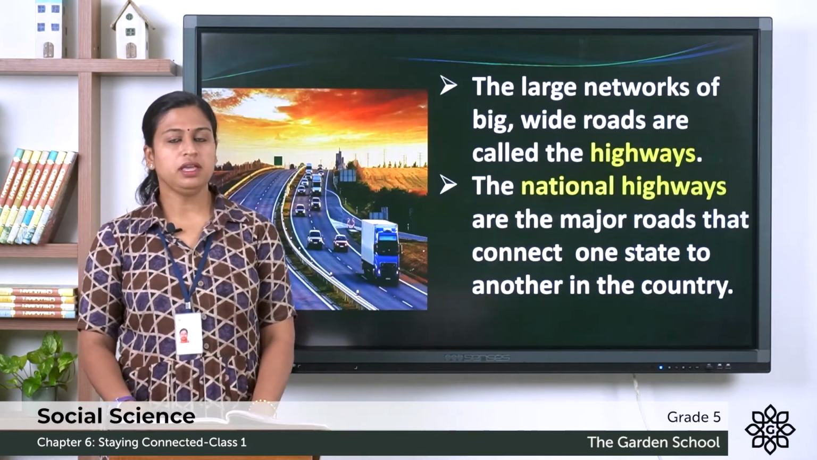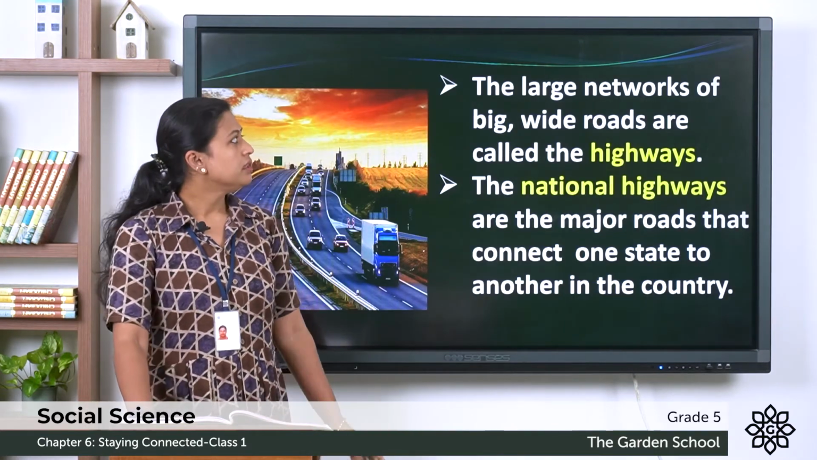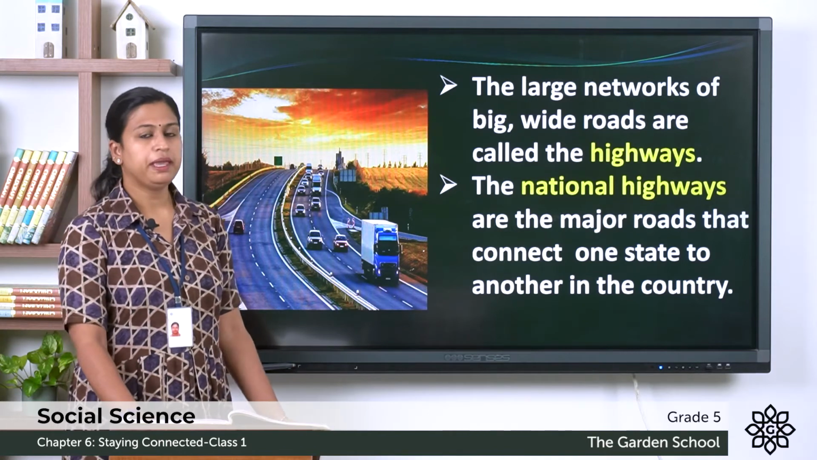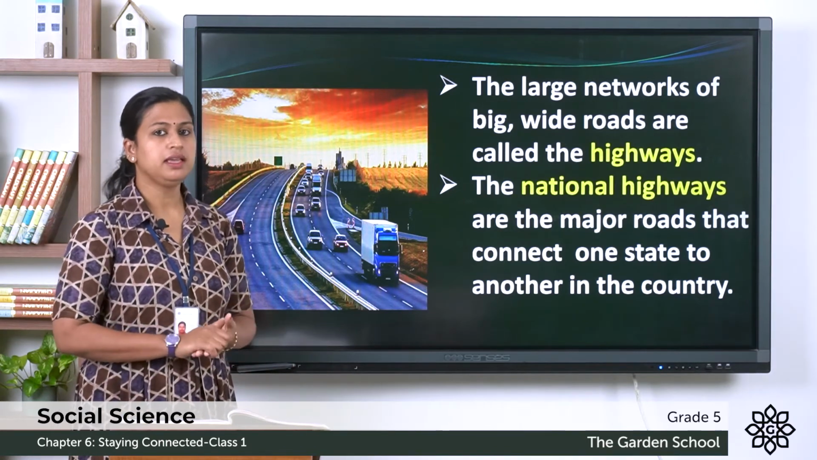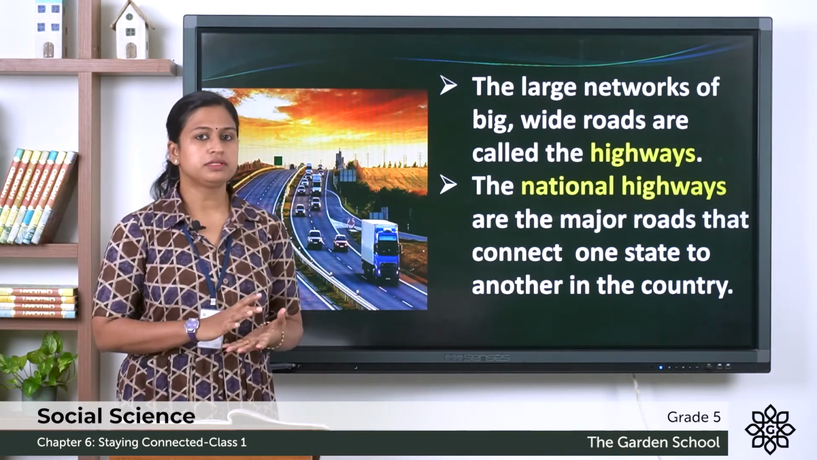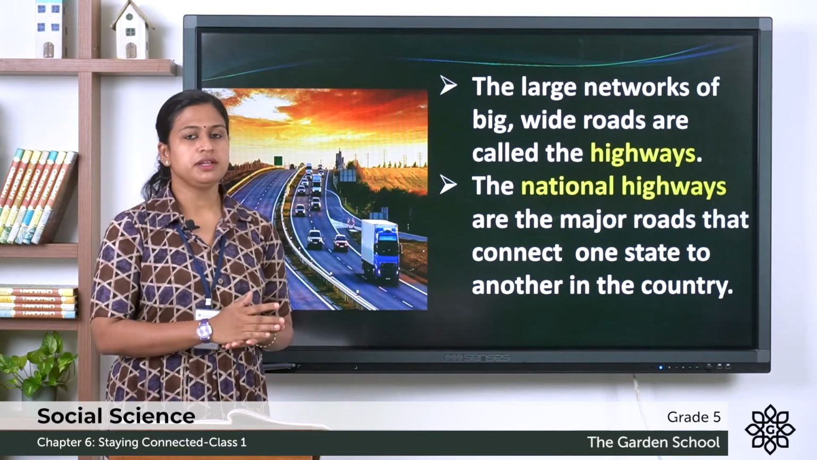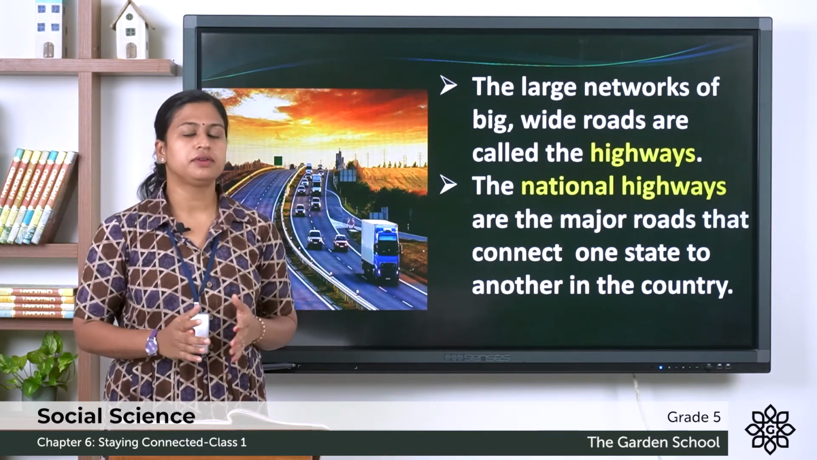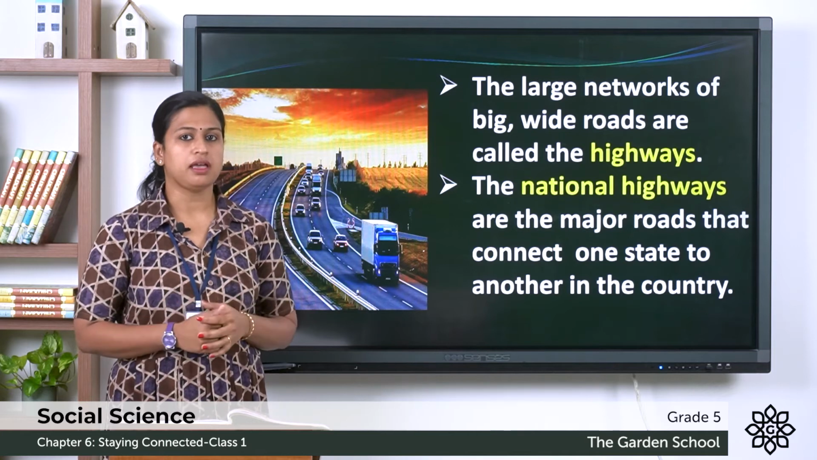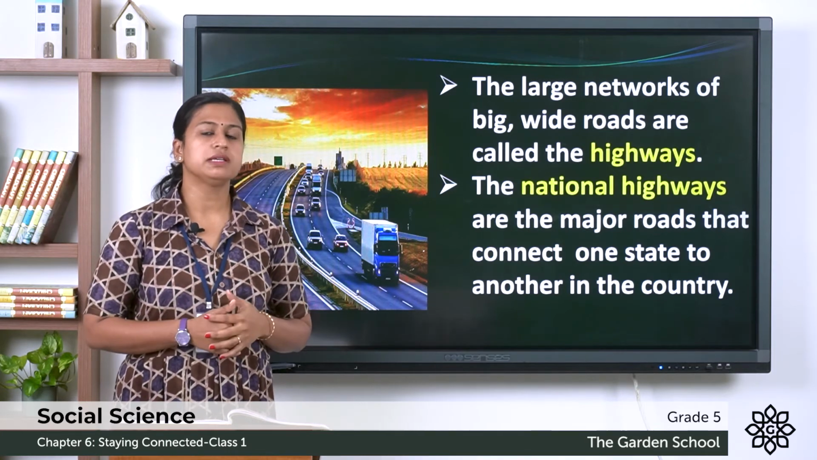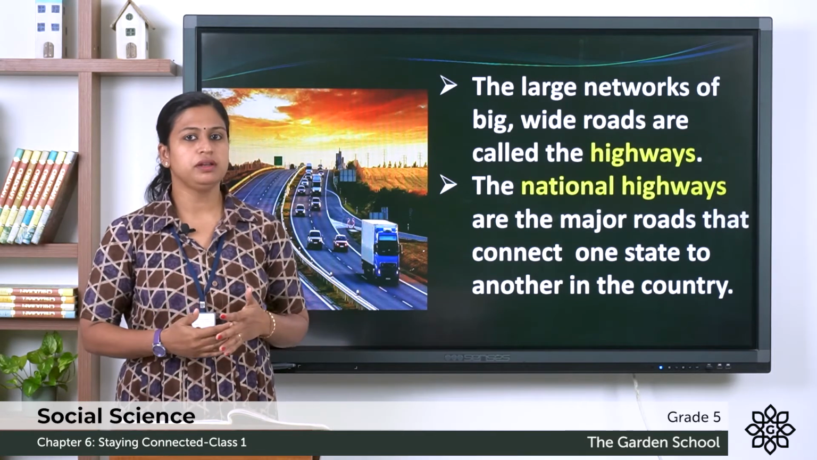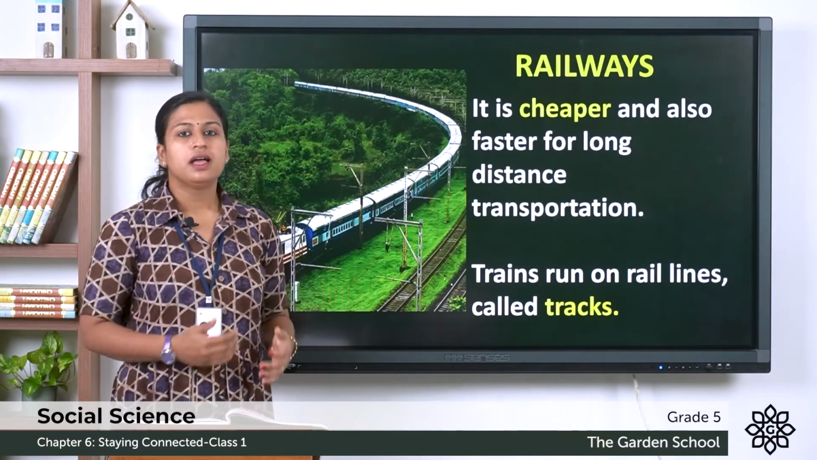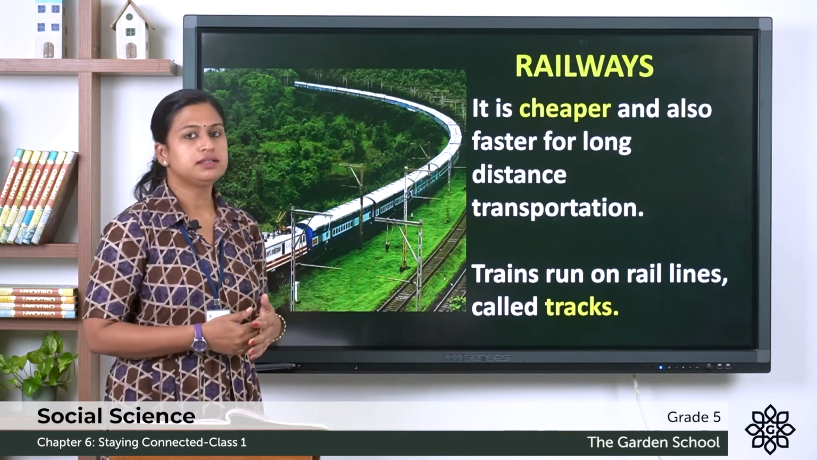We will discuss the highways. So, the large networks of big wide roads are known as highways, and the roads which connect one state to another state in a country are known as the national highways. These national highways are numbered as NH1, NH2 and so on. Next mode of transport is railways.